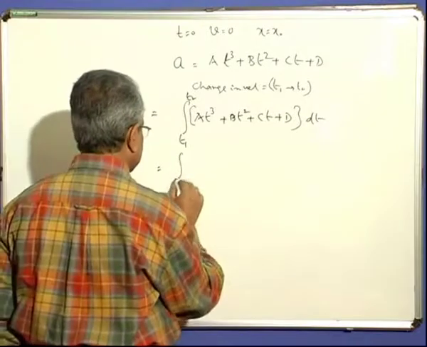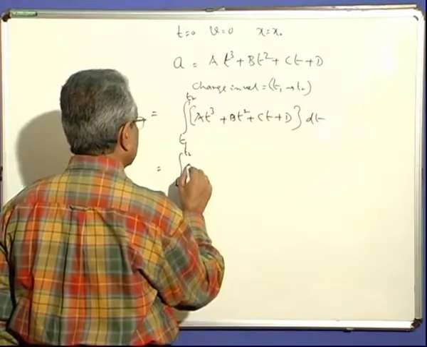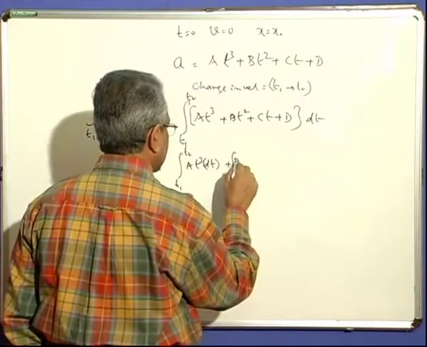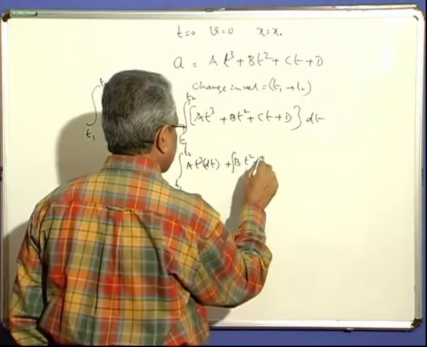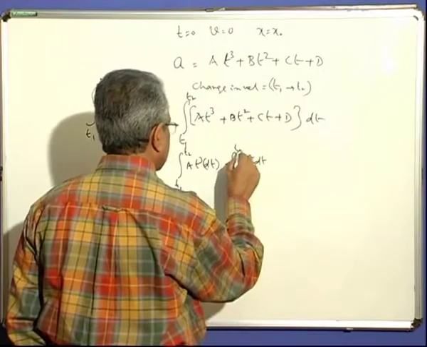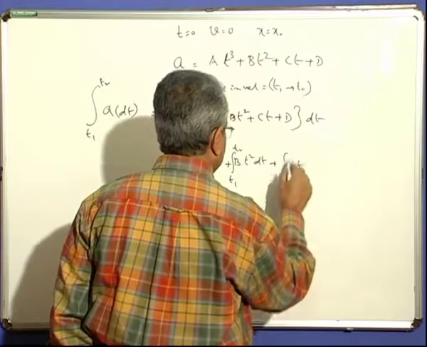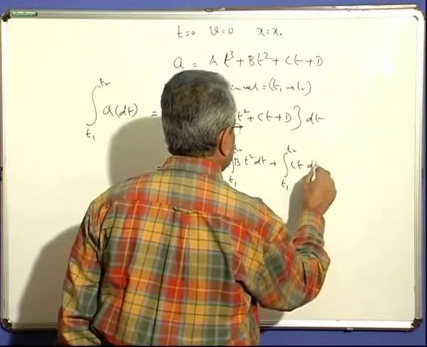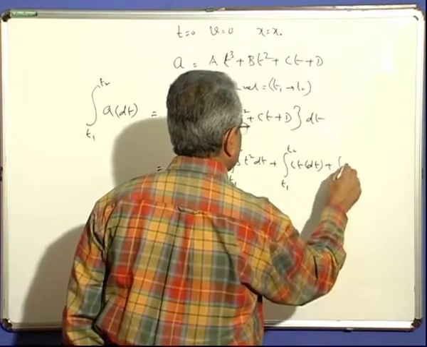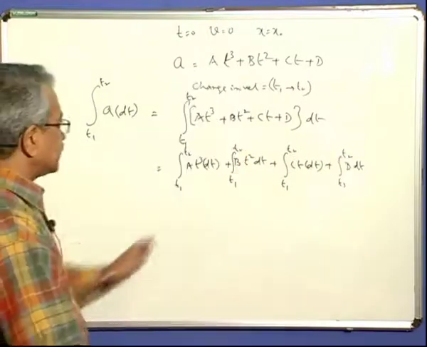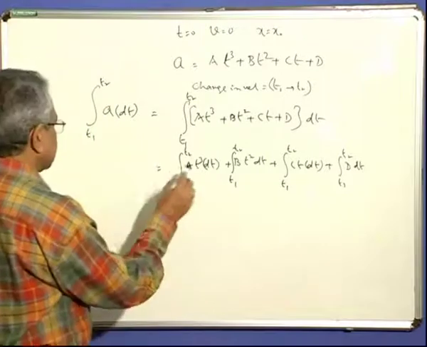You can write it like this: integral from t1 to t2 of a t cubed dt, plus integral of b t square dt from t1 to t2, plus integral of c t dt from t1 to t2, plus integral of d dt from t1 to t2. You are supposed to integrate. So what we will get there is the change in velocity.